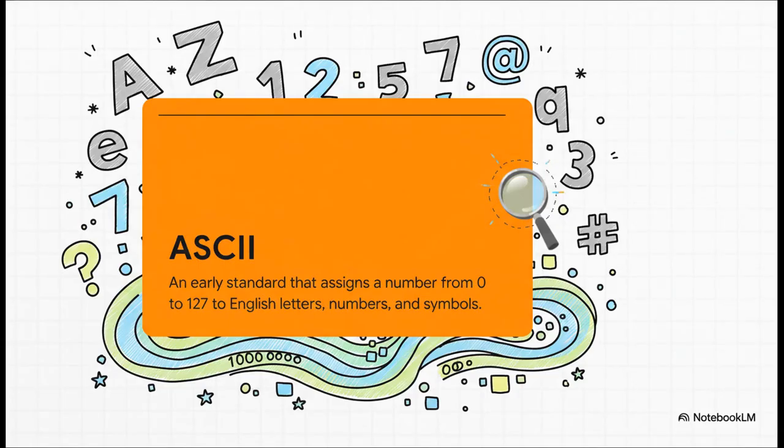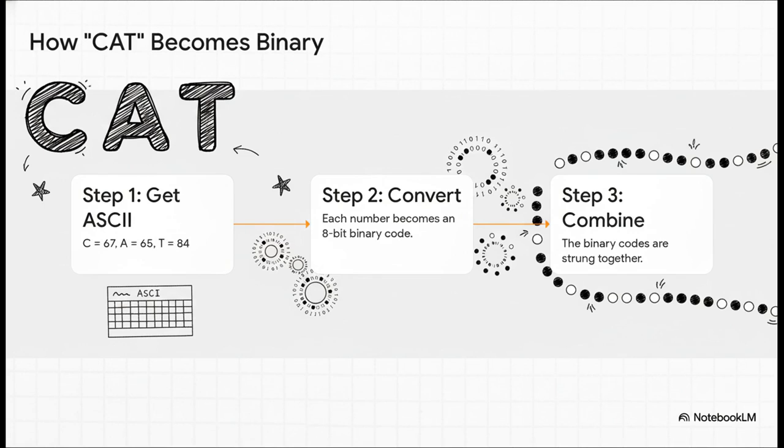And one of the OG dictionaries for this is called ASCII. It's a standard that basically gives a unique number to every single uppercase and lowercase letter in English, plus all the numbers and common symbols like a question mark or a space. And this is just a brilliant way to see it in action.